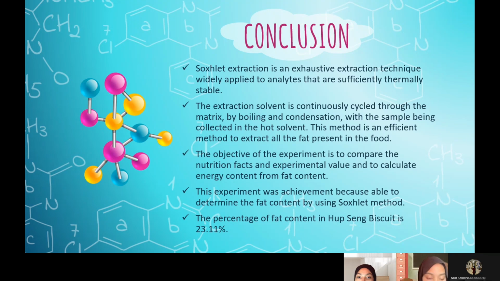The third point is the objective of the experiment is to compare the nutrition label fat and experimental value and to calculate energy content from fat content. The fourth point is this experiment was achieved because we were able to determine the fat content by using the Soxhlet method. And the last one for conclusion is the percentage of fat content in Hup Seng biscuit is 23.11%.